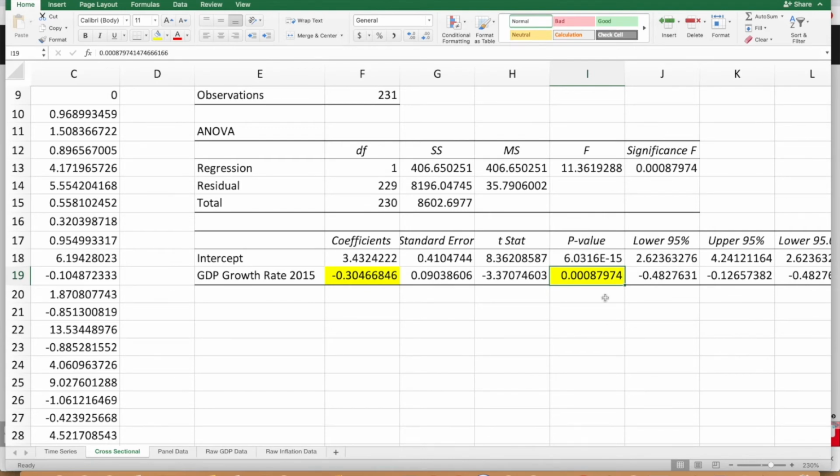So this p-value, 0.0008, is less than 0.01, 1%. It's also less than 0.05 and 0.1. So here we would say we reject the null hypothesis at all conventional levels of significance, because our p-value is less than 1%. Therefore, it also must be less than 5% and also less than 10%.